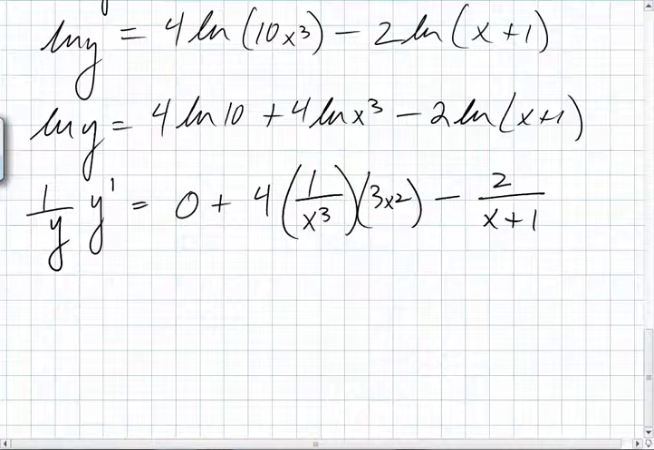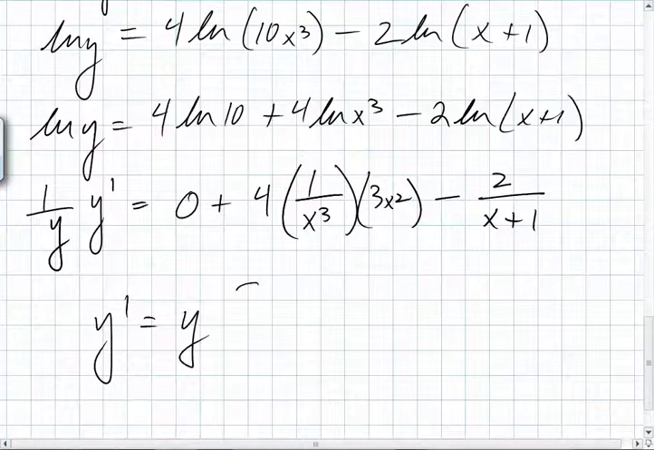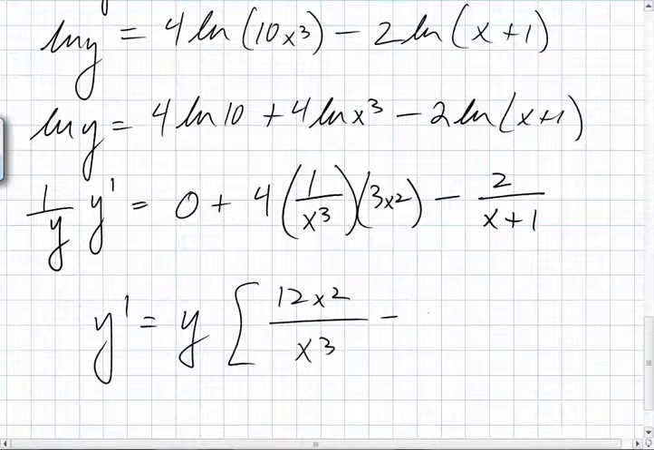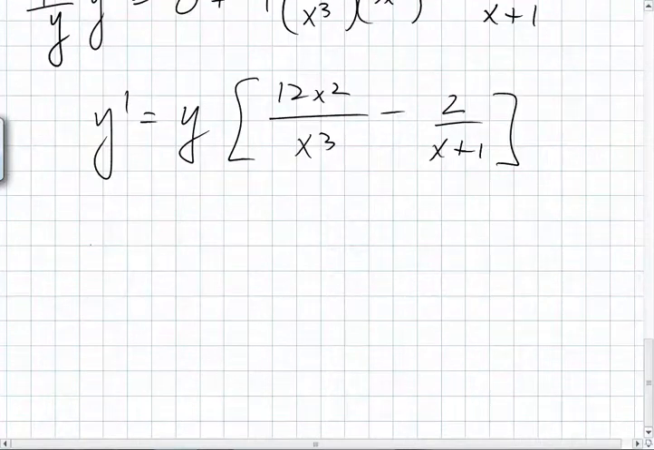Now, what are we trying to isolate here? Y prime. So y prime is now going to equal y times 12x squared over what? Minus 2 over? We're almost done. What do we need to get rid of? Y. Do we know what y equals? Yeah, we know what it equals.